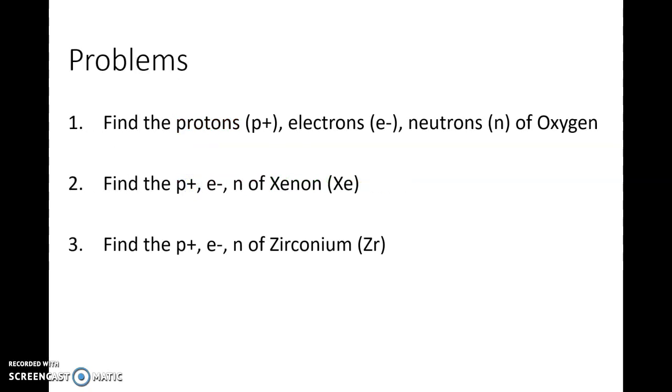All right, let's do a couple quick examples, and then we'll be done. First of all, protons, neutrons, and electrons of oxygen. We're going to look at that. The same for xenon, and the same for zirconium.